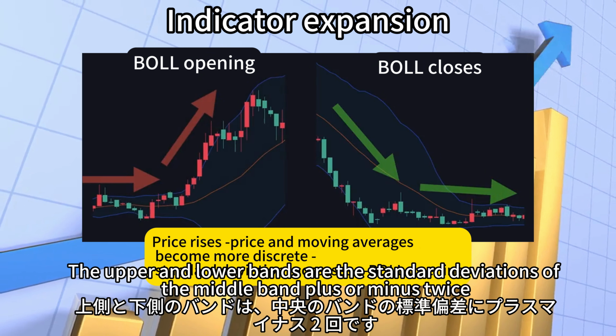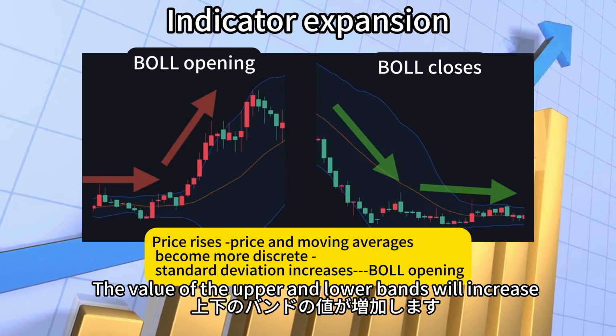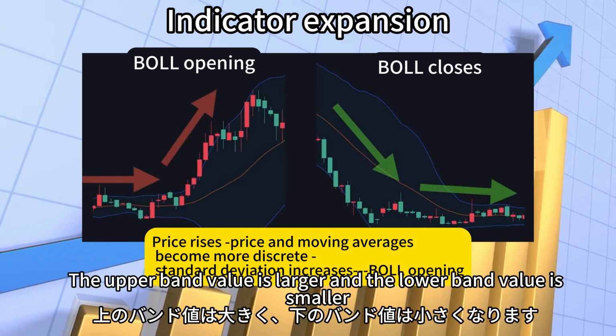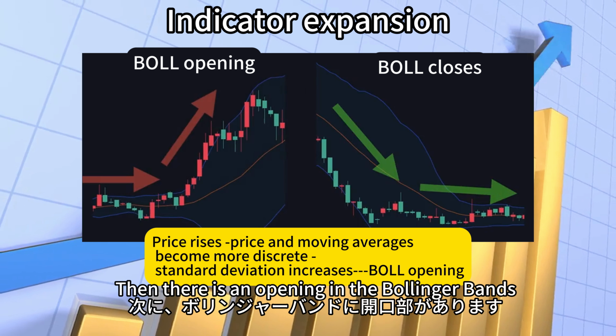The upper and lower bands are the middle band plus or minus twice the standard deviation. So the value of the upper and lower bands will increase: the upper band value is larger and the lower band value is smaller. Then, there is an opening in the Bollinger Bands.